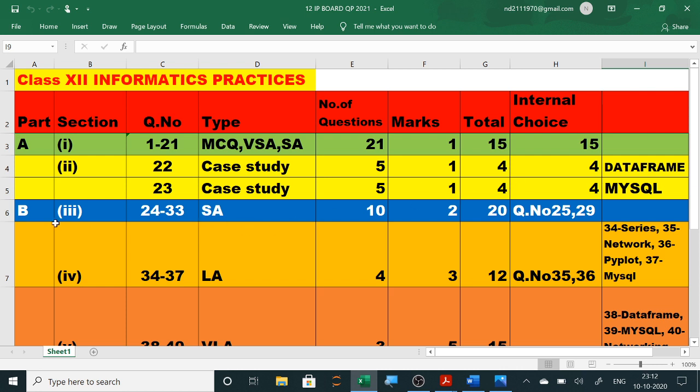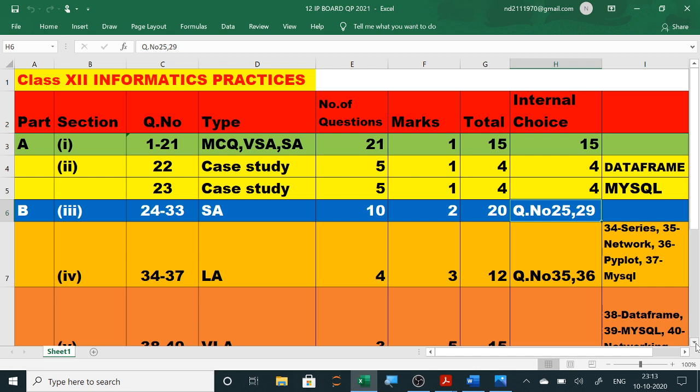Now the next is your part B, which is descriptive questions, where you have to write descriptive answers. And here are the 3 sections, section 3, 4, 5. Section 3 has questions 24 to 33, 10 questions, where each question is of 2 marks, so total 20 marks, and internal choice is there in any 2 of the questions. Then section 4, questions 34 to 37, 4 questions of 3 marks each, so total 12 marks. And here any 2 questions have internal choice.